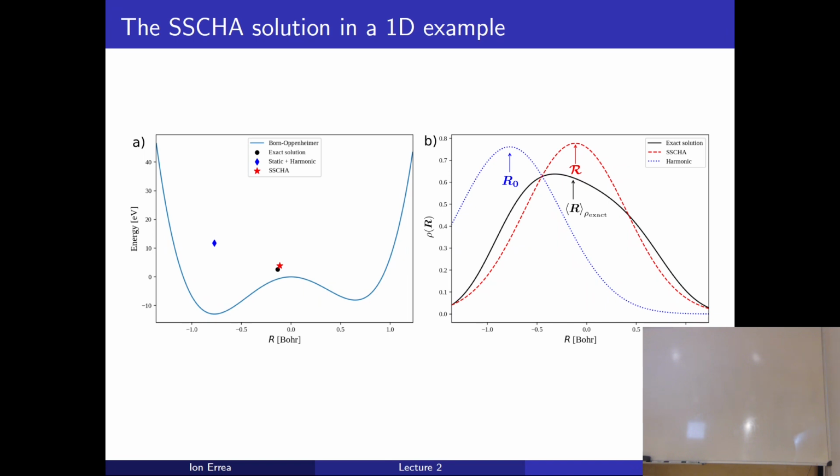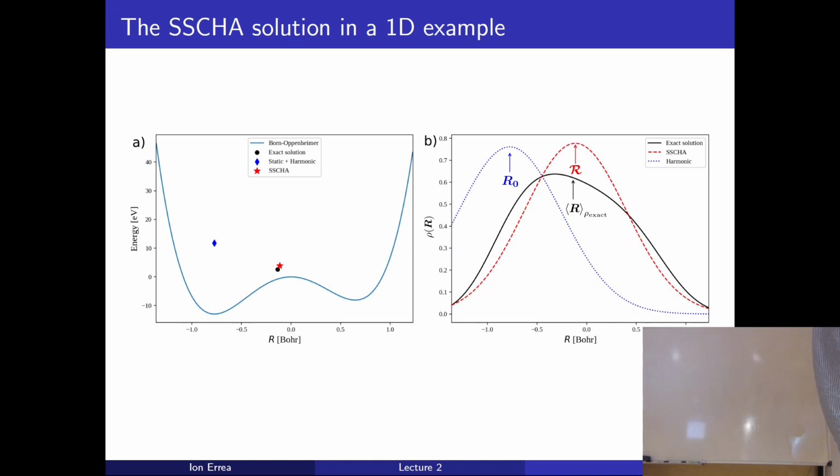Also in the other figure, here you have the square of the wave function. The harmonic wave function is a Gaussian centered at the minimum of the Born-Oppenheimer potential. Our SSCHA one is centered at a different place, basically at this point here. It's still a Gaussian. But the interesting thing is that the expectation value of the position operator with the exact wave function gives a value very close to our centroid position. So we also get a very good renormalization of the centroid positions with this theory, in a system where the anharmonicity is extreme.